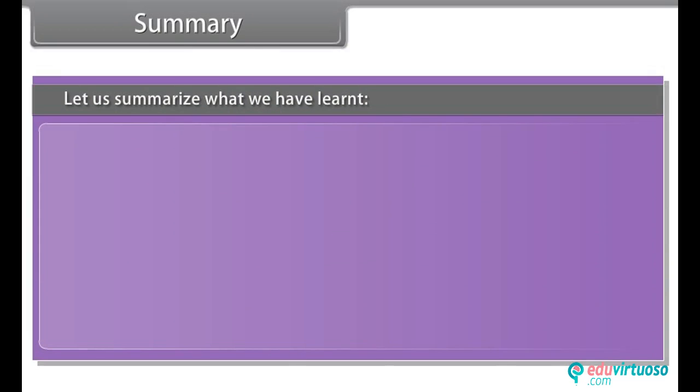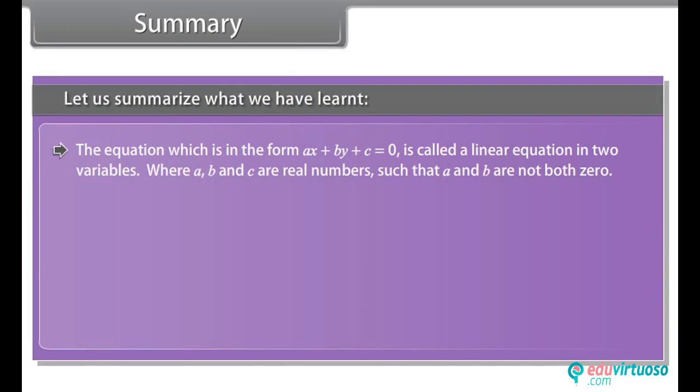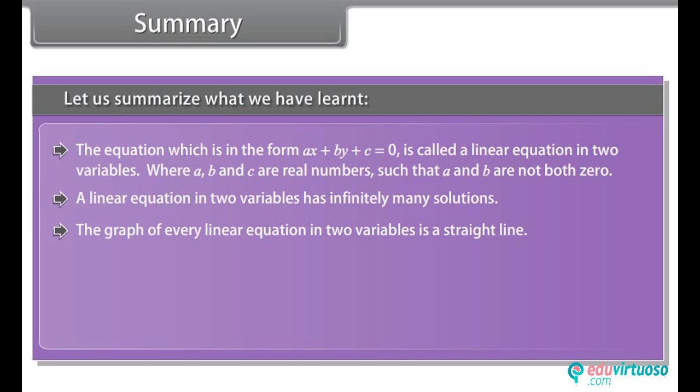Summary. Let us summarize what we have learned. The equation which is in the form ax plus by plus c is equal to 0 is called a linear equation in 2 variables, where a, b and c are real numbers such that a and b are not both 0. A linear equation in 2 variables has infinitely many solutions. The graph of every linear equation in 2 variables is a straight line.